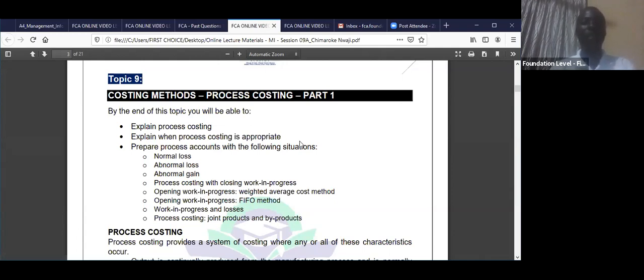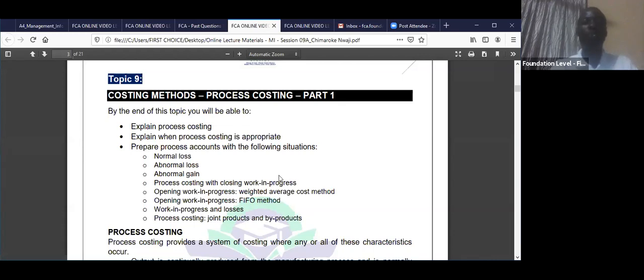We are going to be explaining process costing, and when process costing is appropriate. Then most of what we are going to be doing is preparing process accounts. We'll be looking at different situations when there is normal loss, when there is abnormal loss, when there is abnormal gain. These are the parts contained in part 1.